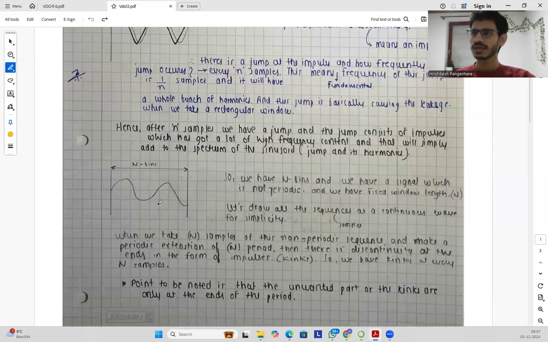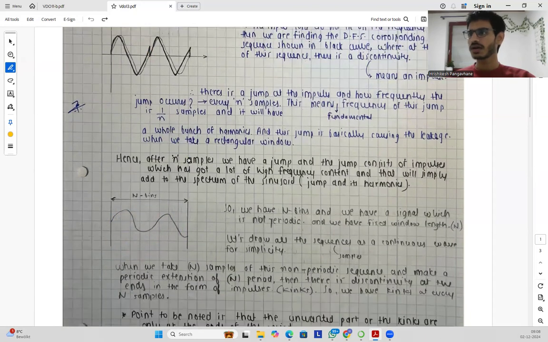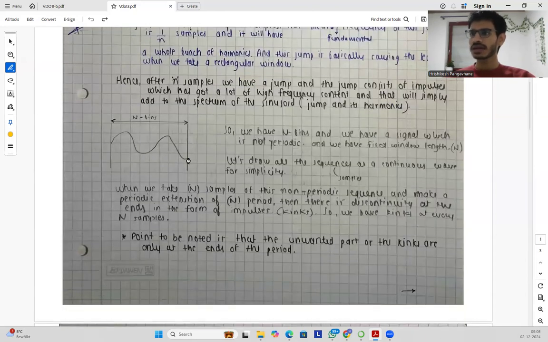Something we should note here is that if we take n samples, the data in between is fine. We are okay with that data. But in the end parts, we are getting the impulses due to the non-periodicity or unsynchronization. So the kinks are only at the ends of this whole period.